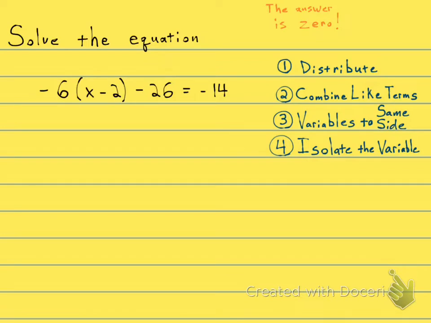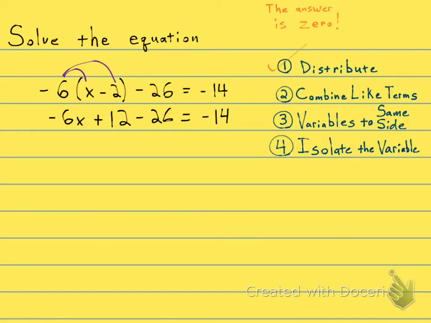Step 1, distribute. Yes, I do need to distribute. Negative 6 will be multiplied times x, and then negative 6 times negative 2. Negative 6 times x is negative 6x. Negative 6 times negative 2 is a positive, right? Negative times negative, positive 12. Everything else just comes down. All right, distributing, done, check.